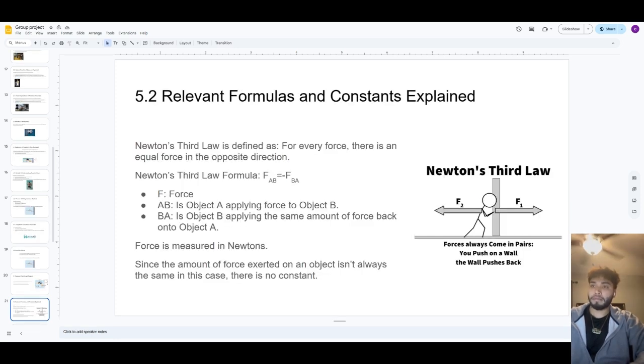Relevant formulas and constants explained. Newton's third law is defined as, for every force, there's an equal force in the opposite direction. Newton's third law formula: F_AB equals negative F_BA. F being force, AB being object A applying force to object B, BA being object B applying the same amount of force back onto object A. Force is measured in newtons. Since the amount of force exerted on an object isn't always the same, in this case there is no constant.